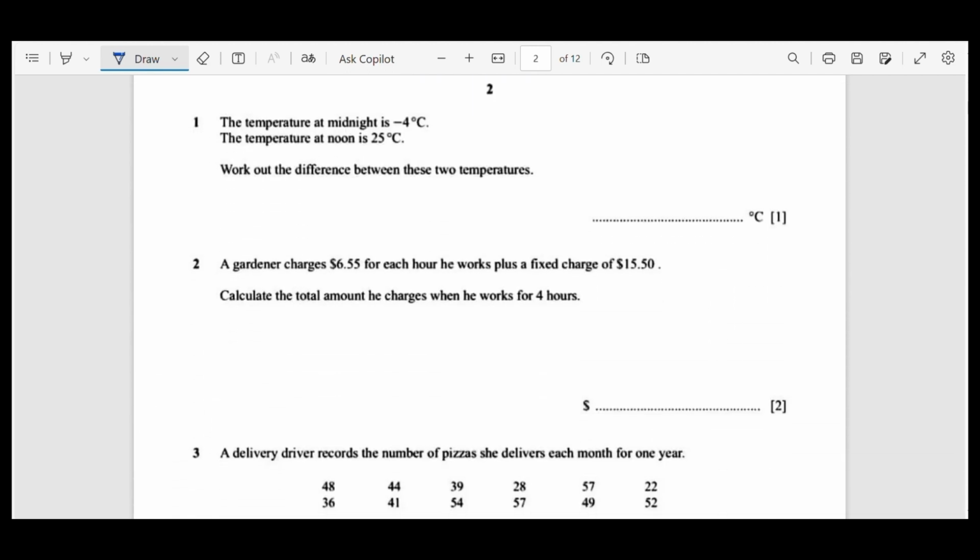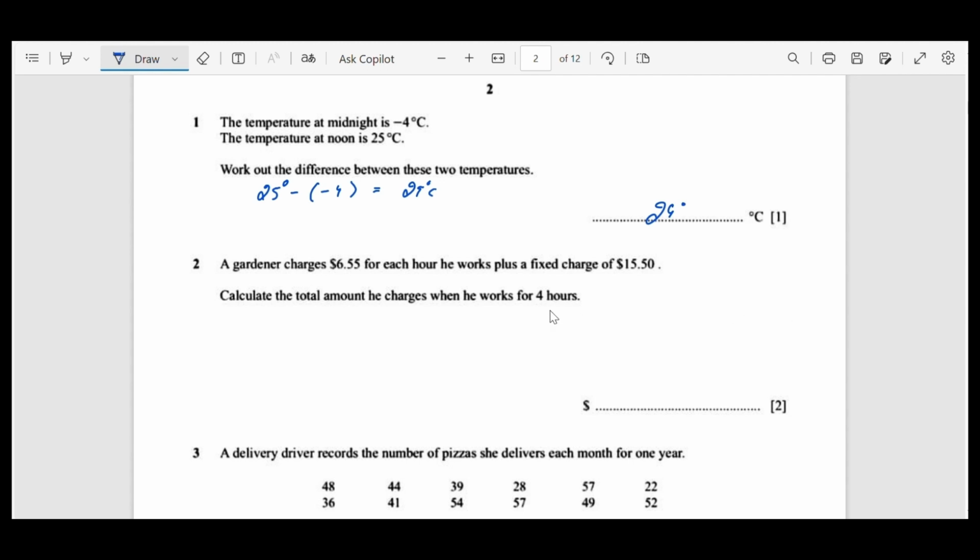First question is, the temperature at midnight is minus 4 degrees Celsius. The temperature at noon is 25 degrees Celsius. Work out the difference between these two temperatures. So we need to find, it's an easy part. So this will be 25 degrees minus 4 degrees, that is equal to 29 degrees Celsius. So our answer is 29 degrees.